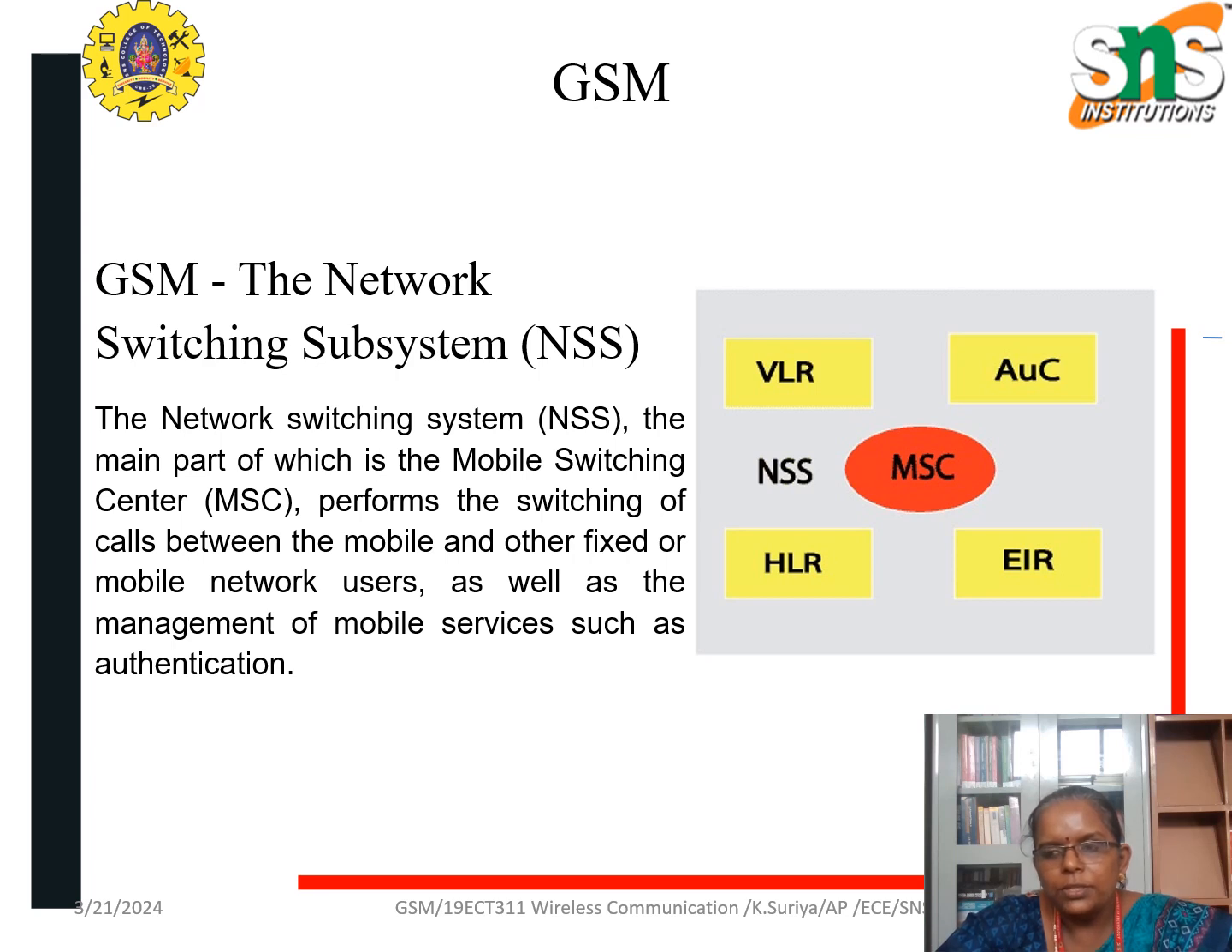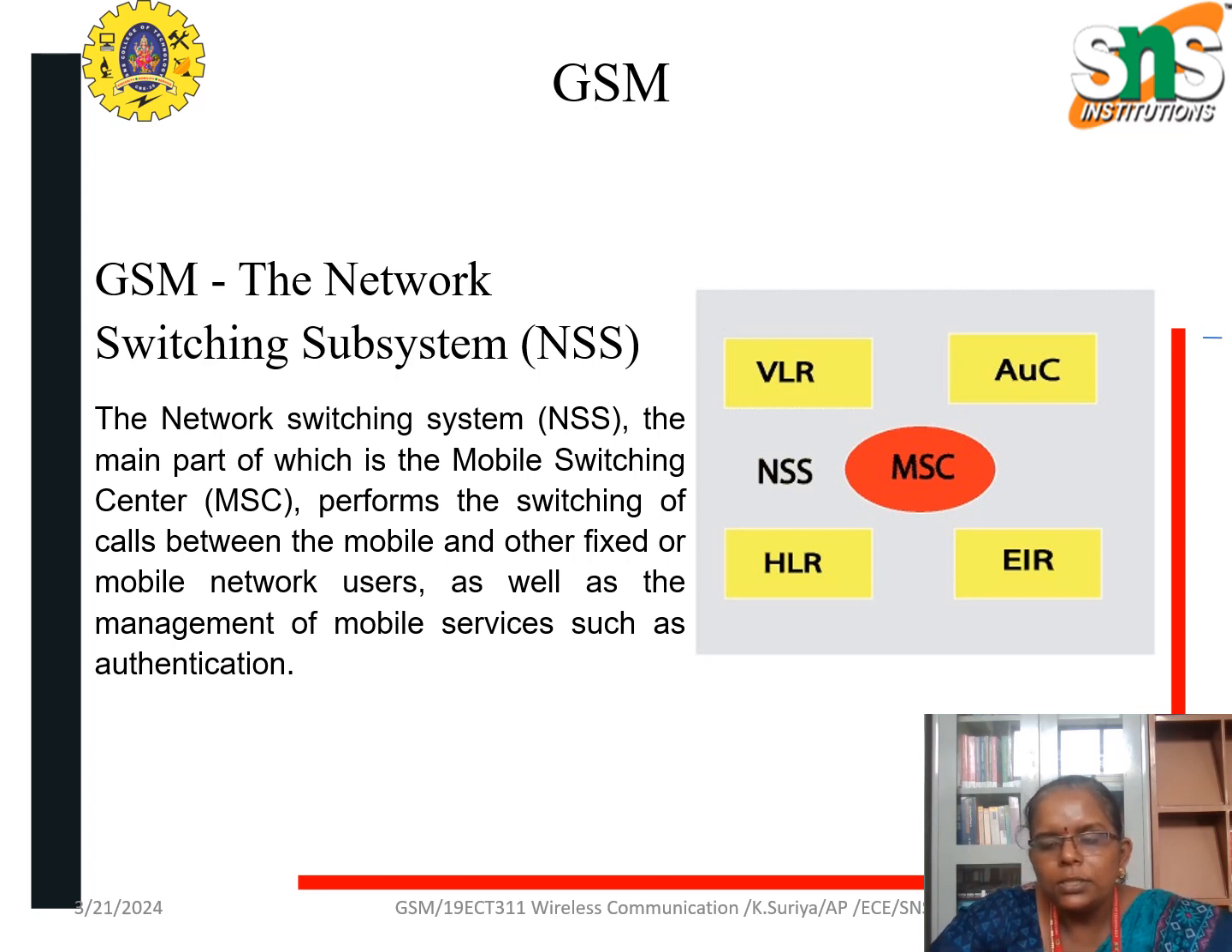In the visitor location register, you'll be having the information of a user who is under a temporary condition. Say when you're going into a roaming state, your mobile will be registered as a visitor in the new area, where the visitor location register will have the temporary data of the user. The visitor location register will identify the new user and get the data of that user from the home location register, and then it will be using it.